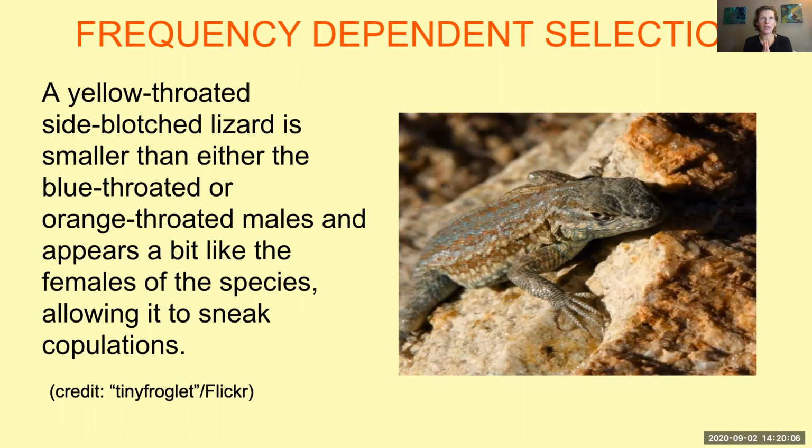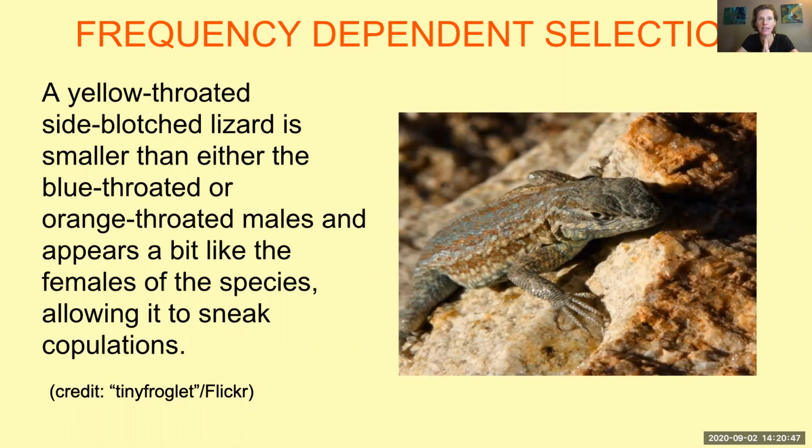Frequency dependent selection. So this is actually a lizard that's local here in Arizona. A yellow-throated side-blotched lizard is smaller than either the blue-throated or the orange-throated males, and appears a bit like the female of the species, allowing it to sneak in copulations. So in this case, it's really small, and you think, well, why would the small lizard be successful? Shouldn't it just be the big lizards that dominate and impress the females?